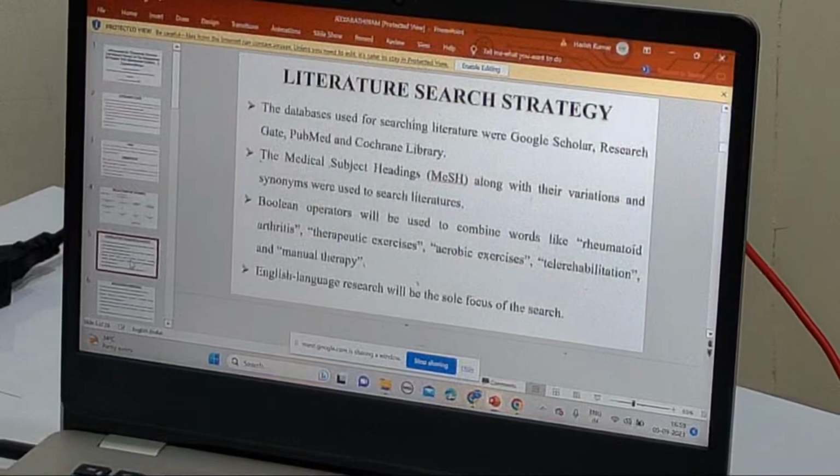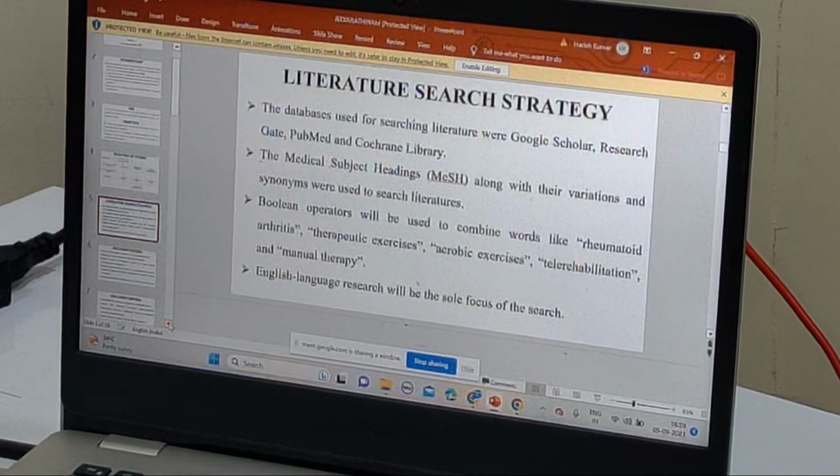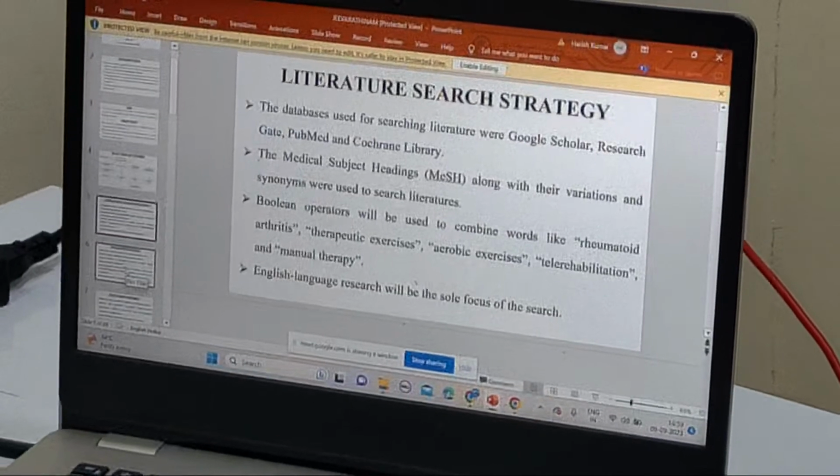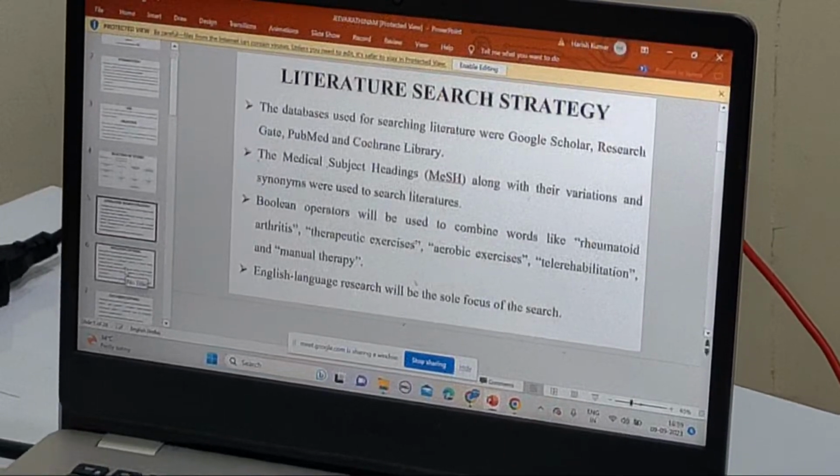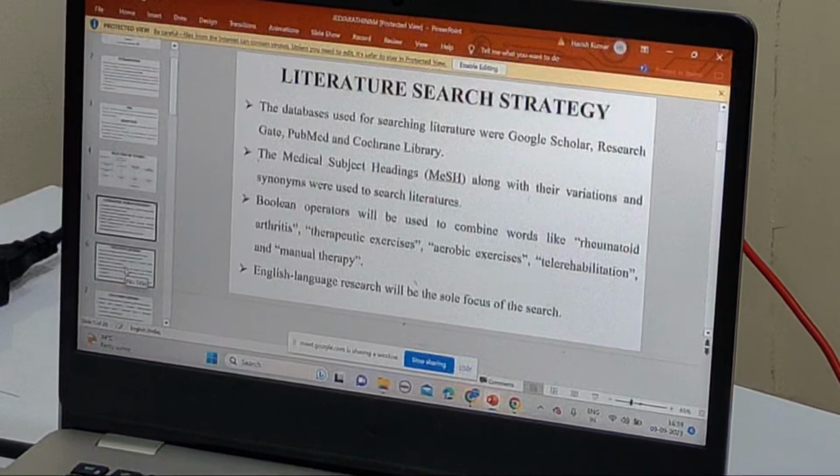Then, literature search strategy. Boolean operators will be used to combine words like rheumatoid arthritis, therapeutic exercises, aerobic exercises, daily rehabilitation, and manual therapy. And these are the keywords for searching this literature. We were only searching for articles in English.